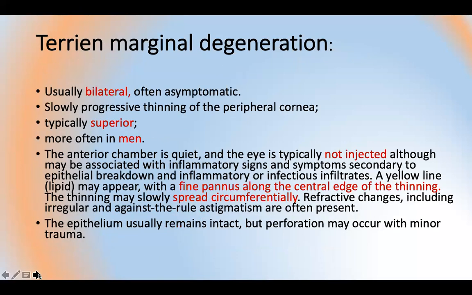We have other entities, like Terrien's marginal degeneration. It occurs typically in men, bilateral, usually superior. Both eyes have progressive thinning of the superior cornea. It is a cold eye, the eye is not injected. We can find fine vessels along the central edge of the thinning, and it will also spread circumferentially. The only problem of this kind of degeneration is astigmatism.